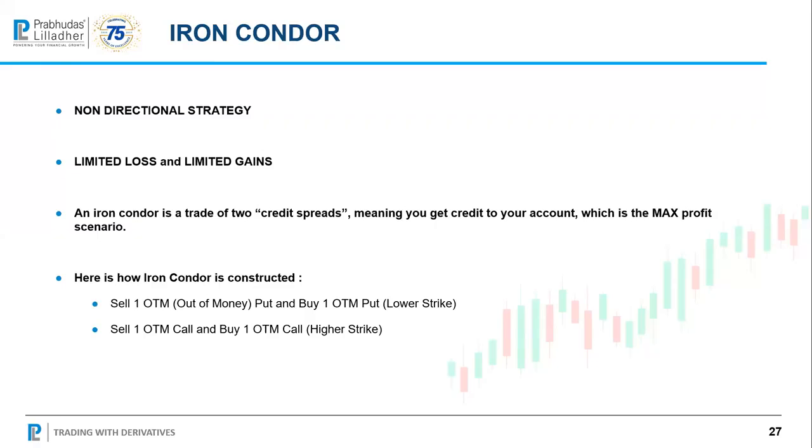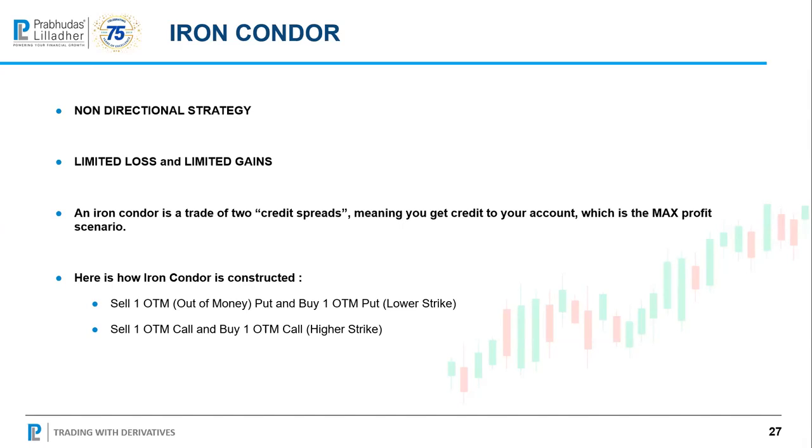Why? Because the farther the OTM, the lower the premium. So when you're selling the nearer OTMs, you are gaining because you're selling, so you get that into your account. That is the profit that you get. Let's say Nifty is at 15,100. You sell the 15,200 call and the 15,000 put. Let's say the 15,200 call is 70 rupees and the 15,000 put is 70 rupees. So 140 you get as credit.